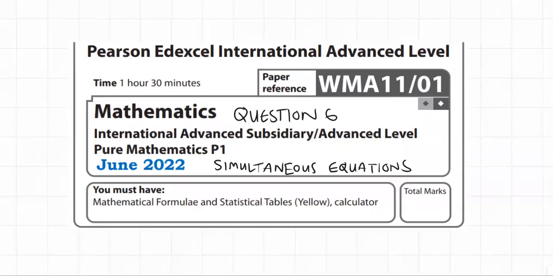This is the Pearson Edexcel International Advanced Level, the IAL. And we're doing Mathematics Pure Math 1, June 2022 exam. And this is question 6, which works with simultaneous equations and a little bit of solving quadratics.